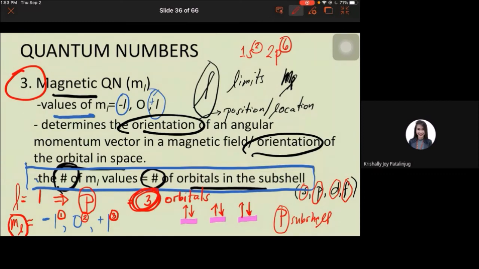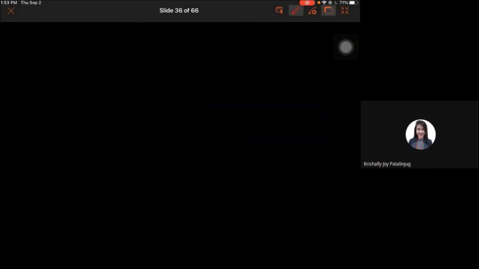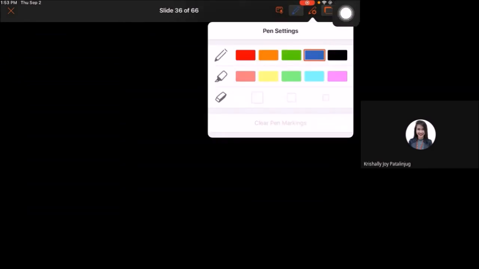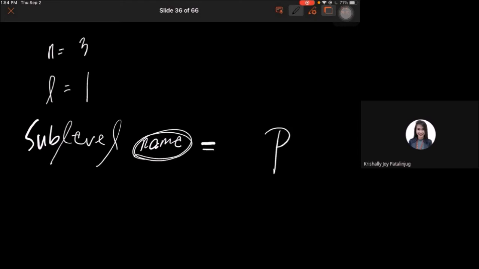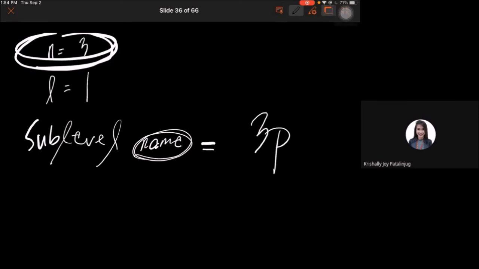Okay? Now, another thing that I wanted to let you know is how to name a sublevel. Kapag binigay ang N is 3, then L, halimbawa, is 1. Then yung tinanong, give me the sublevel name. Pag sinabing sublevel name, given the N and L, huwag niyong isulat na p lang. Dapat bigyang halaga mo yung N. So, ibig sabihin, yung sublevel name dito is 3p.